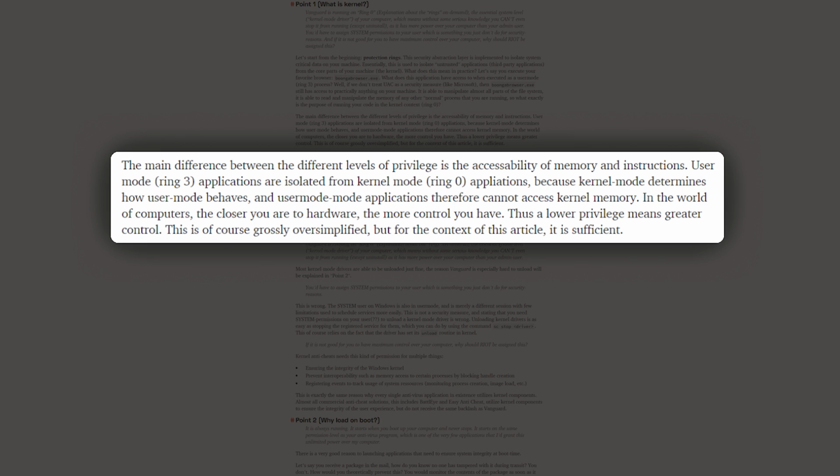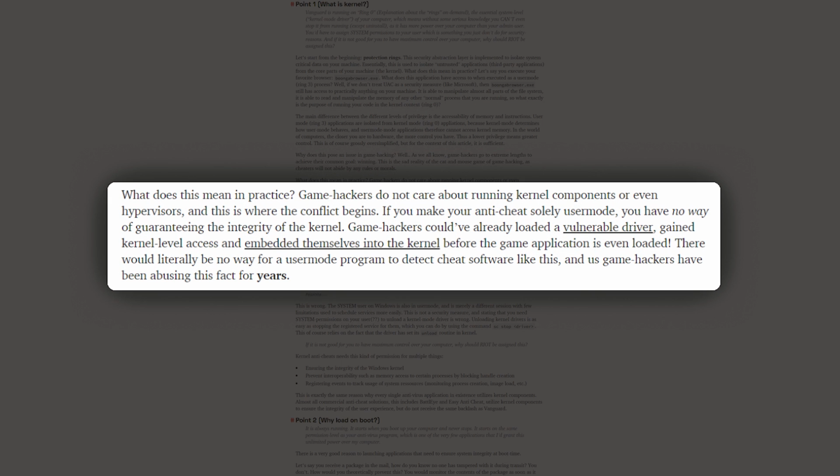And he continues to discuss specifically why an anti-cheat system running in user mode or Ring 3 would be absolutely pointless. Now, if you make your anti-cheat solely user mode, you have no way of guaranteeing the integrity of the kernel. Game hackers could have already loaded a vulnerable driver, gained kernel-level access, and embedded themselves into the kernel before the game application is even loaded. There would literally be no way for a user mode program to detect cheat software like this, and us game hackers have been abusing this fact for years.